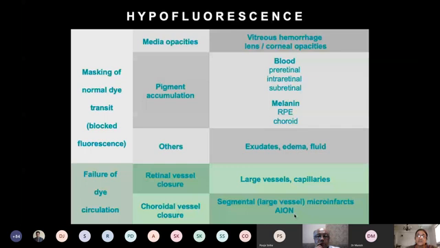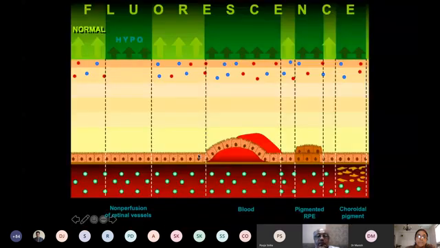So again, coming to a diagrammatic representation. This is a normal fluorescence, what you are seeing over here. Here you have hypofluorescence. One sec. Yeah, go ahead. Okay, I always forget, sir, that there's a lag period between my seeing and you seeing.